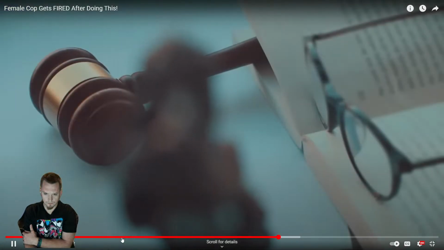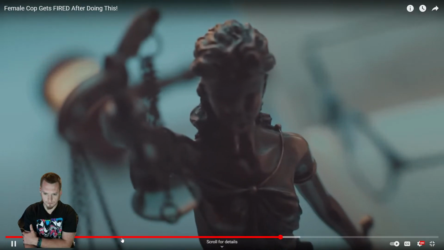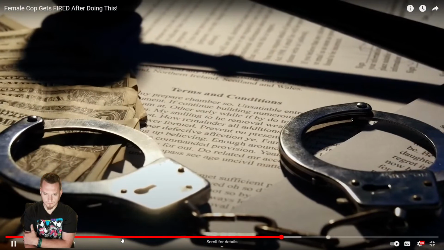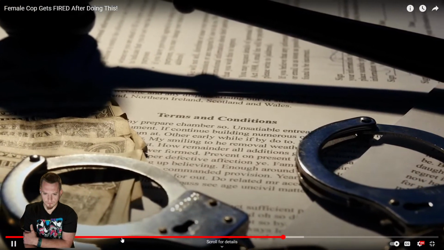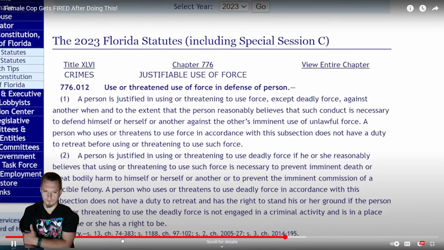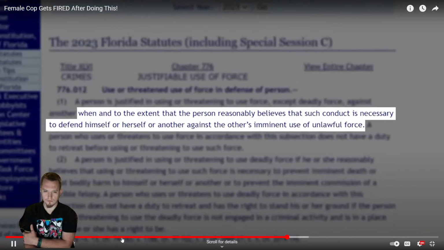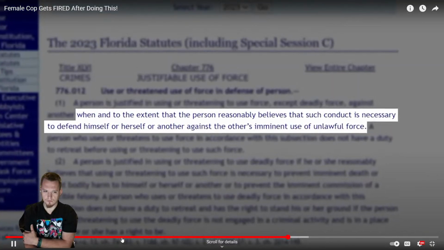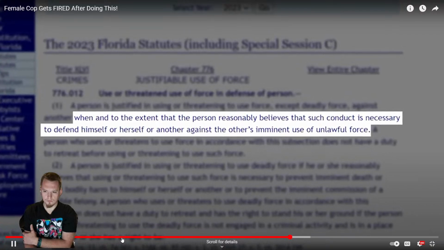Now, while it is nearly unquestionable based on the security footage that Mr. Salvia displayed his firearm to Mr. Gold in a rude, careless, angry, or threatening manner, he would not be guilty of a criminal offense if he did so in "necessary self-defense." However, under Section 776.012 of the Florida statutes, an individual is only justified in using or threatening to use force against another, "when and to the extent that the person reasonably believes that such conduct is necessary to defend himself or herself or another against the other's imminent use of unlawful force."